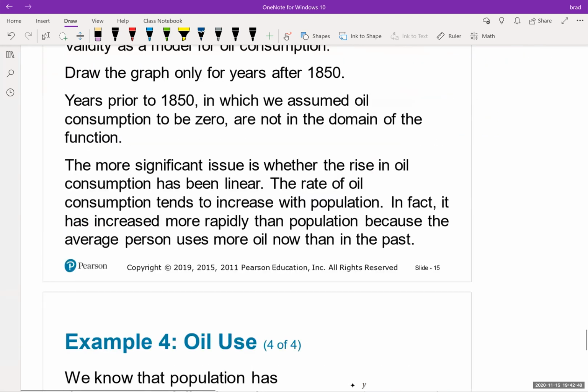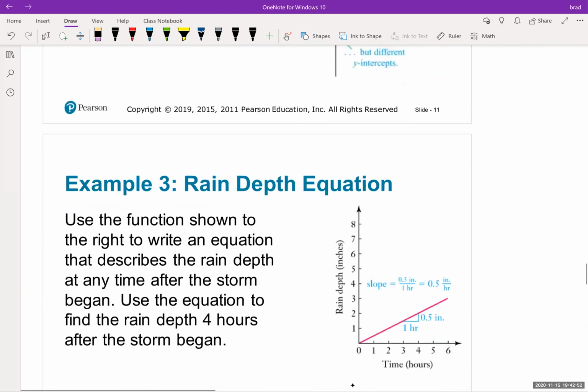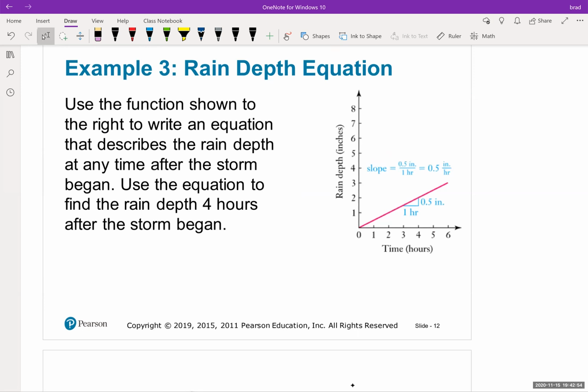Let's see how much we have left. Ooh, kind of a lot. All right, so this video is getting a little longer than I wanted, so I'll try to speed it up a little. Use the function shown to the right to write an equation that describes the rain depths at any time after the storm began. Use the equation to find the rain depth 4 hours after the storm began. So they tell us the slope is 0.5 inches per hour. So we know that this is 1 inch every 2 hours, right? And I'm just writing down this, right? That is m.